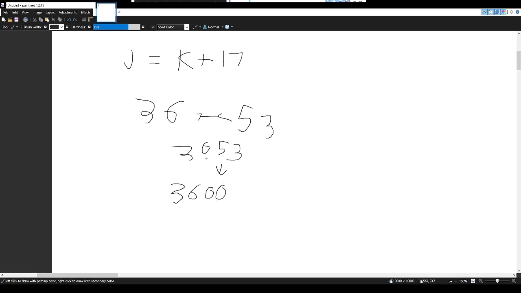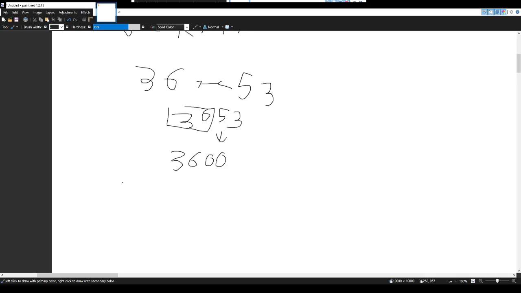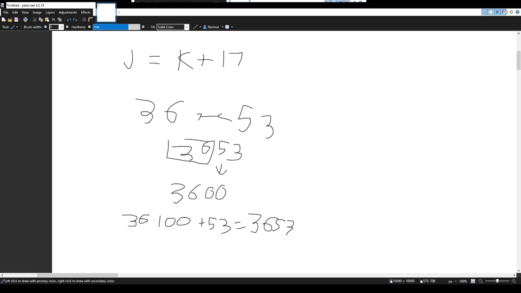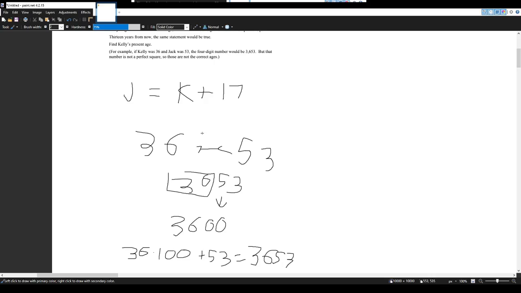So actually what you can do is multiply this age by 100, right? So 36, this is all just the example they gave us, these aren't numbers we're actually going to use, but 36 times 100 plus 53 equals, of course, 3,653. So this method, multiplying by this power of 10, gives us a way to shift it over, even though normally there's no operation for that really.